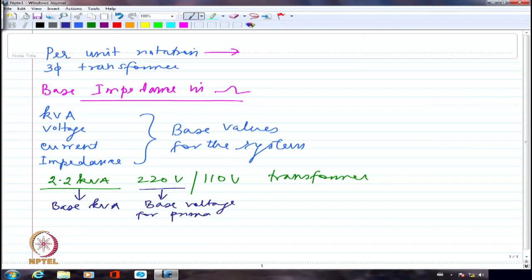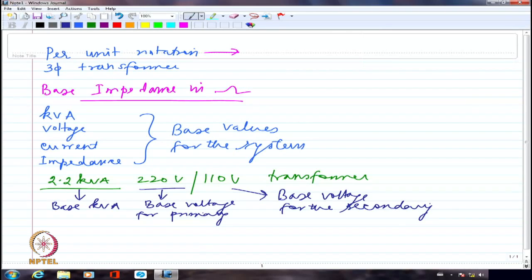Normally, for a transformer, we will not define a single base voltage. We will define the base voltage for the primary separately and for the secondary separately, because we are going to step up or step down. kVA is the same, whereas the voltage is defined independently for each of the sides. Fine? So, if I look at the current, the base current for the primary will be 2200 divided by 220, so that is going to be 10 ampere. Whereas, the base current for the secondary is going to be 20 amperes.